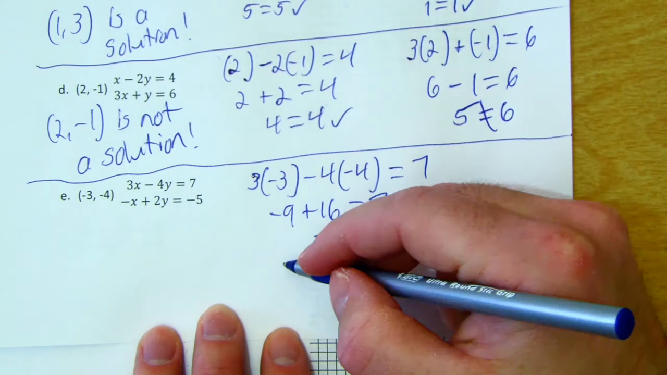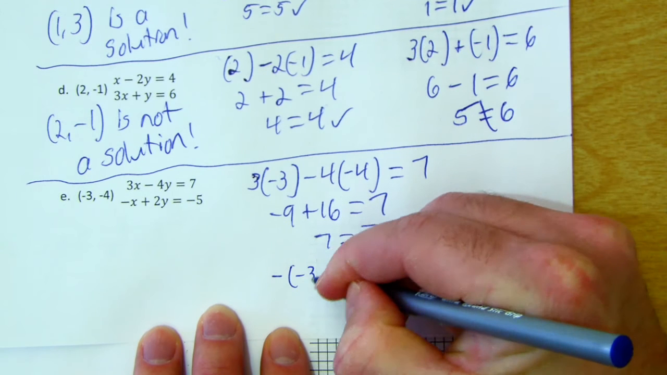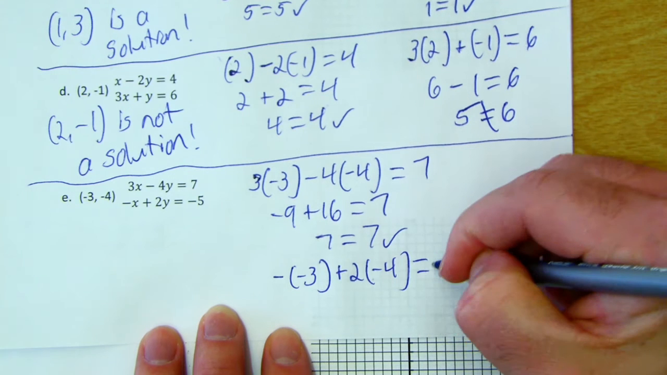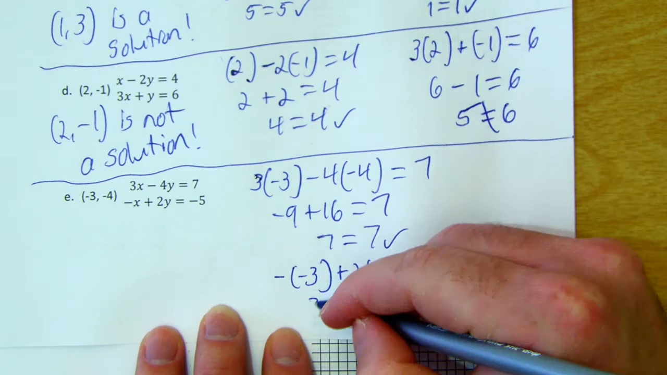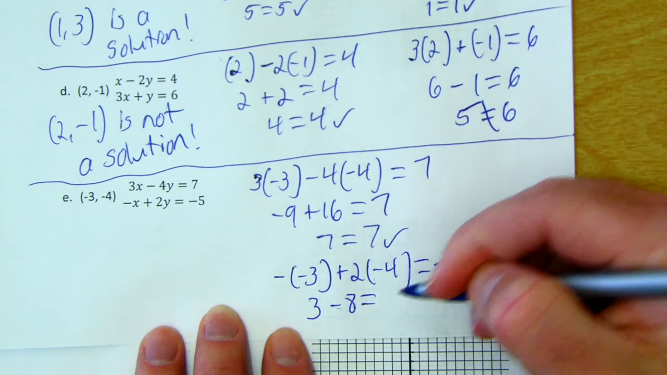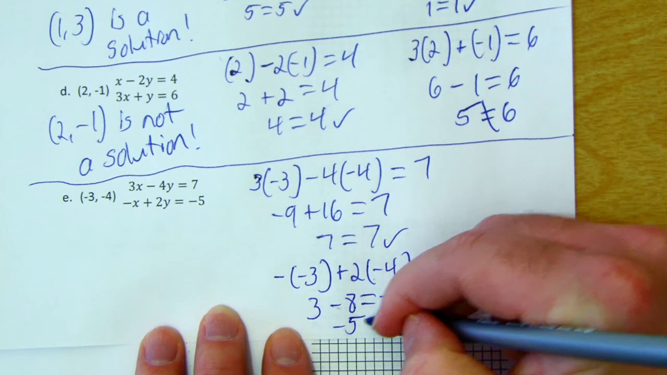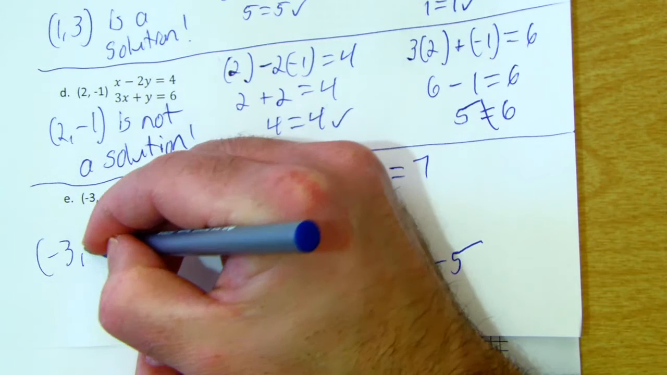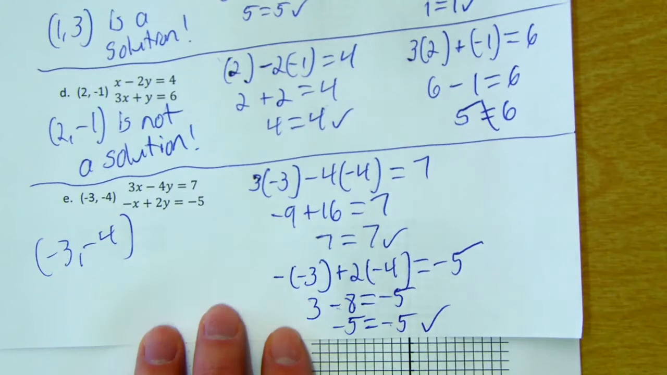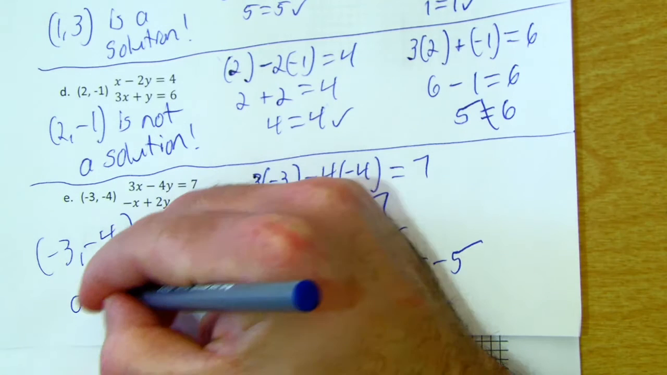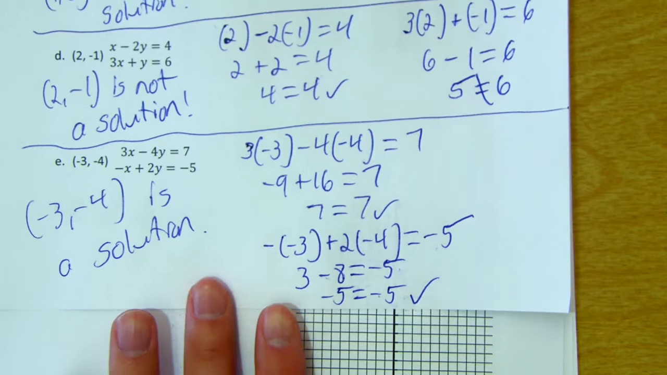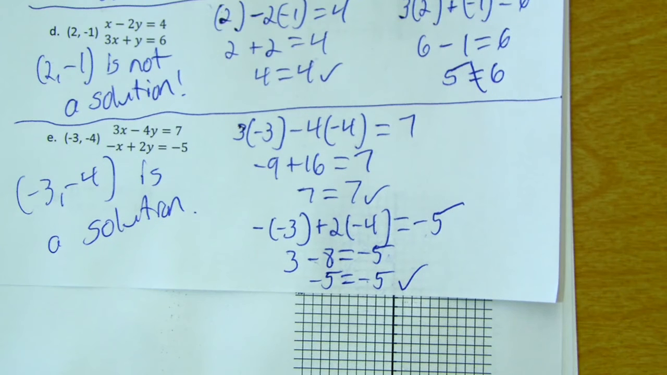In my second one, put -3 in for x again, plus 2 times -4 equals -5. So that means we end up with 3 minus 8 equals -5. 3 minus 8 is -5. So negative 5 equals negative 5. So (-3, -4) is a solution. It worked in both equations, so we're good to go there.